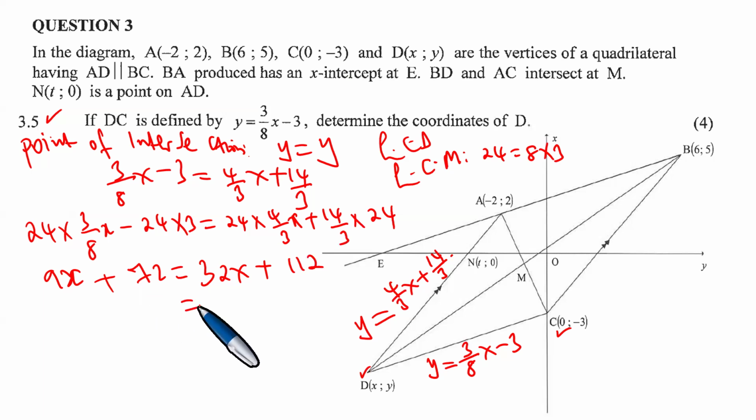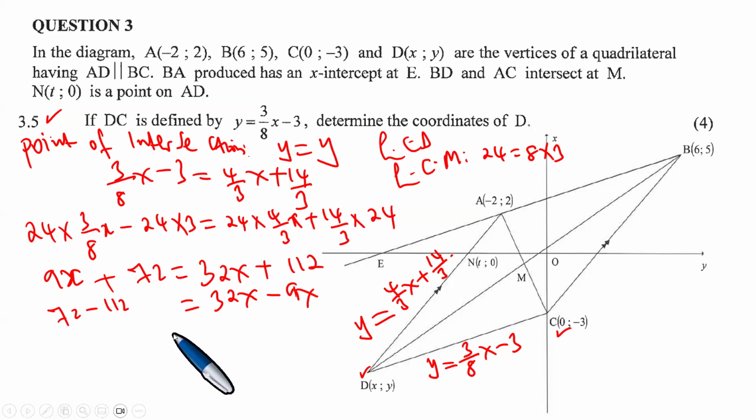At this point, this is exactly the same as 32x minus 9x, giving us exactly 72 minus 112. What is 72 minus 112? It is exactly minus 40. So here you're going to have minus 40, which is equal to 32x minus 9x, and 32 minus 9 gives us exactly 23x.